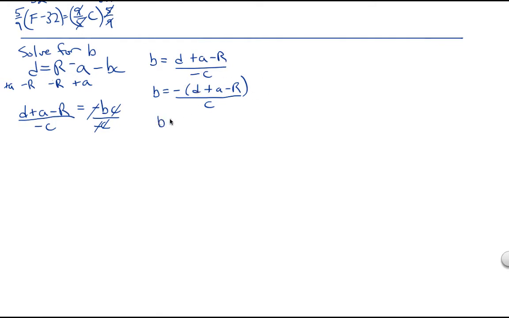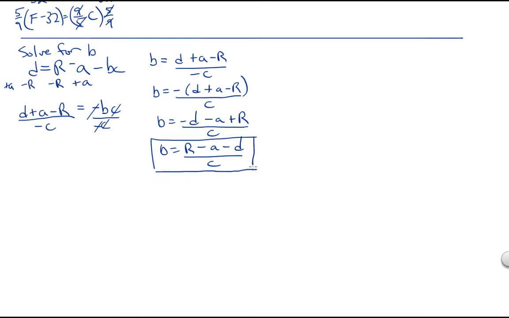That means we get B equals negative D minus A plus R. It switches the sign of every term on the inside. Still have all over C. And just to be a little bit cleaner, I might say B equals R, do the positive term first, minus A minus D all over C. And that's about it. Several steps there were just me simplifying it, but that's basically it.